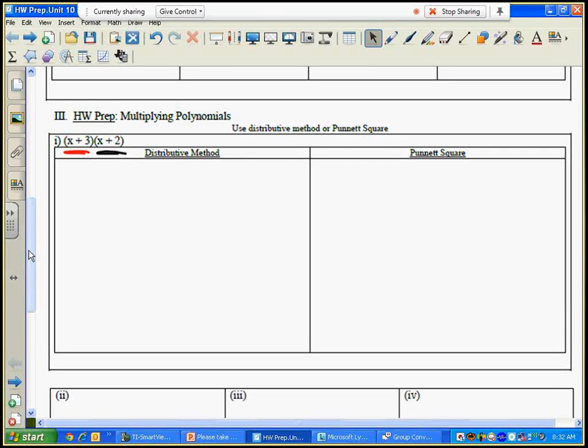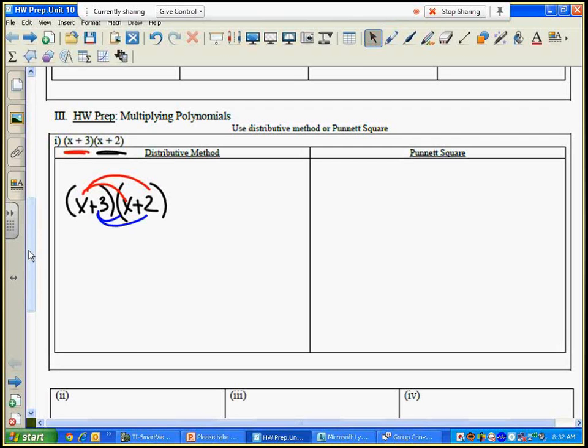First is called the distributive method. And what it basically says is this. Every single term that's in the first binomial is going to be distributed to every single term in the second binomial. So it's like a distributive method where you'll distribute the x, and then you'll distribute the 3. Okay? So let's see what that looks like.